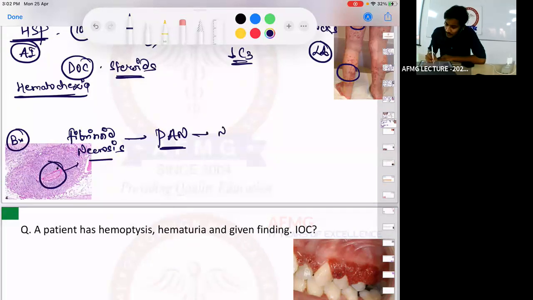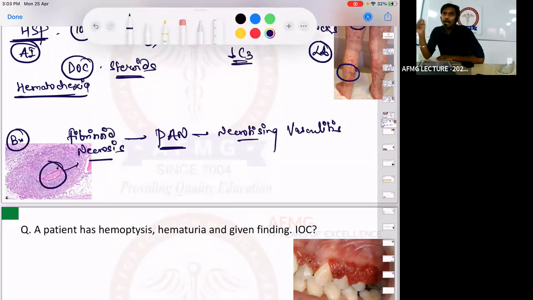And please remember, here there would be necrotizing vasculitis. Multi-system disorder. Again, it is a multi-system vasculitis, so any of the vessels can be involved. But which vessels are never involved?